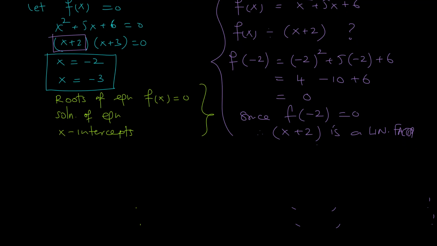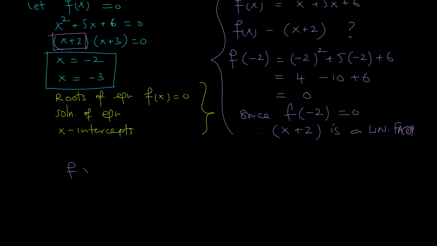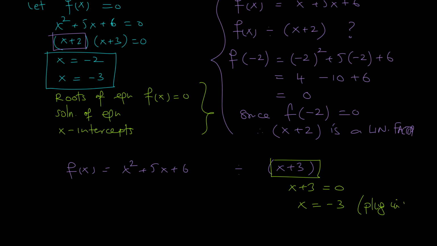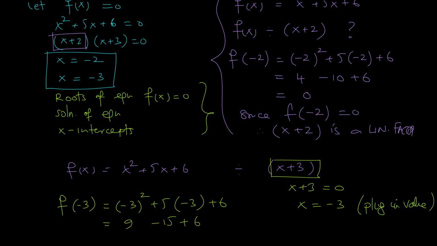Similarly, if f(x) is still x squared plus 5x plus 6, is it divisible by x plus 3? What should I plug in? Basically, I'm taking this x plus 3, equating it to 0, and I get the plug-in value. The plug-in value is negative 3. f(negative 3) is (negative 3) whole squared plus 5 into negative 3 plus 6. That is 9 minus 15 plus 6. That comes out to be 0. Yes, we have double confirmed that x plus 3 is again a linear factor.